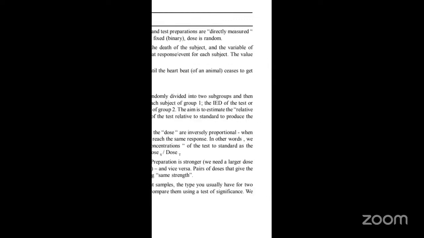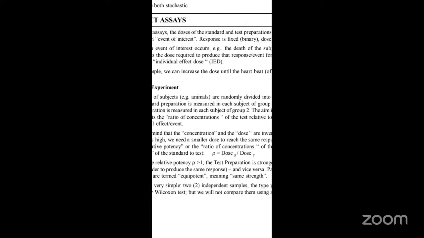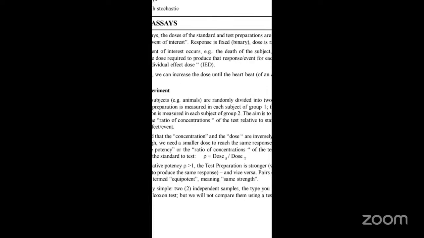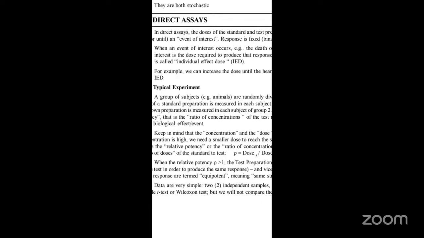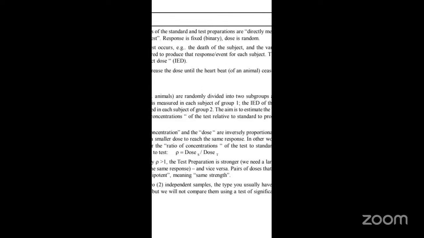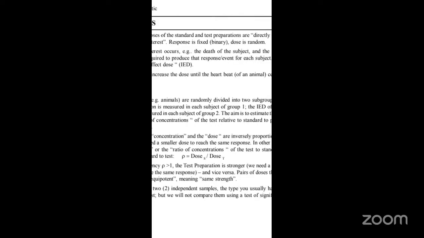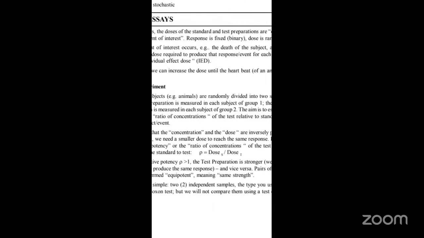The individual effect of dose of the test or unknown preparation is measured in each subject of group 2. So one is a known group, the other is an unknown group. These are the two groups. From this, the aim is to estimate the relative potency, that is the ratio of concentrations of the test relative to the standard to produce the same biological effect. Keep in mind that the concentration and the dose are inversely proportional: when concentration is high, dose is low.